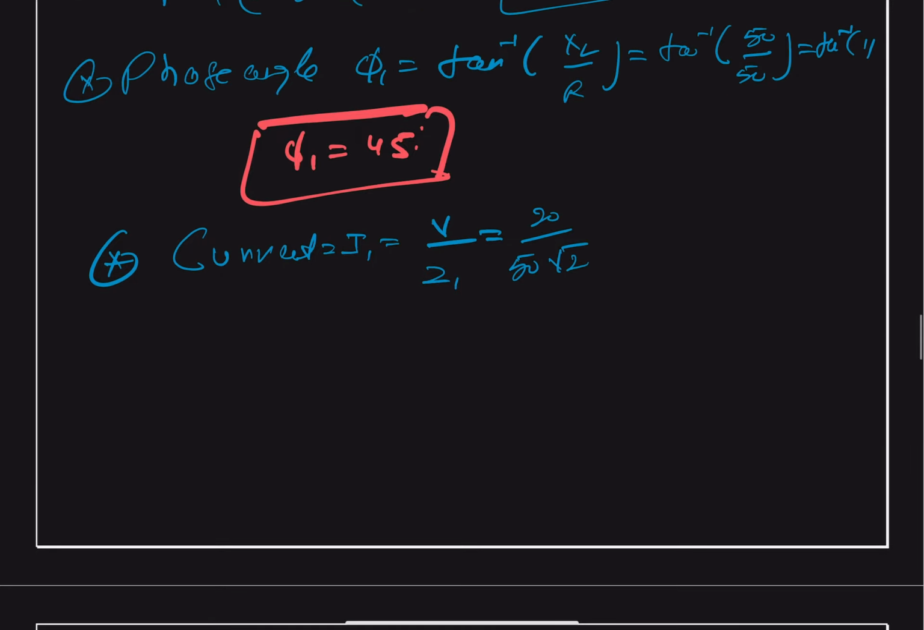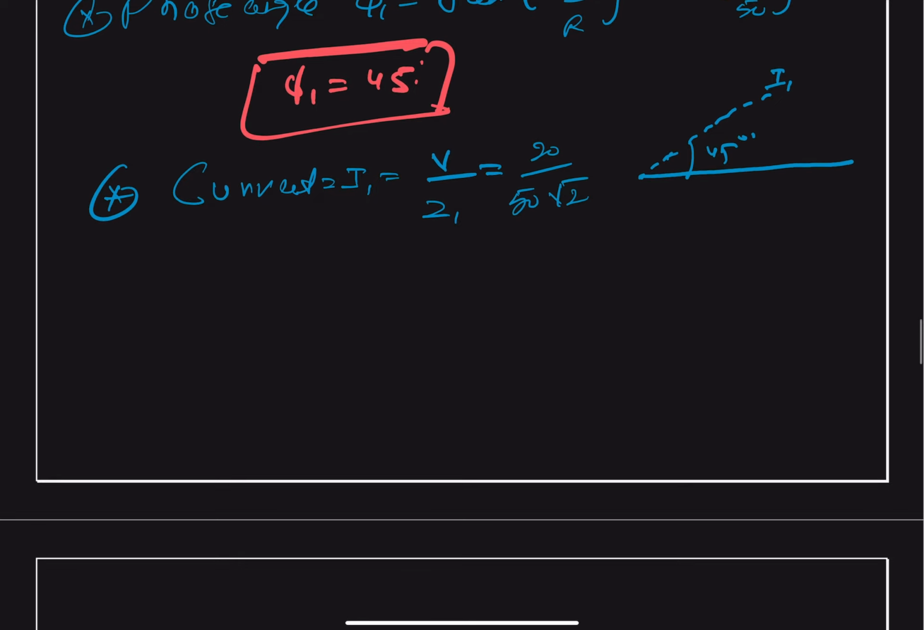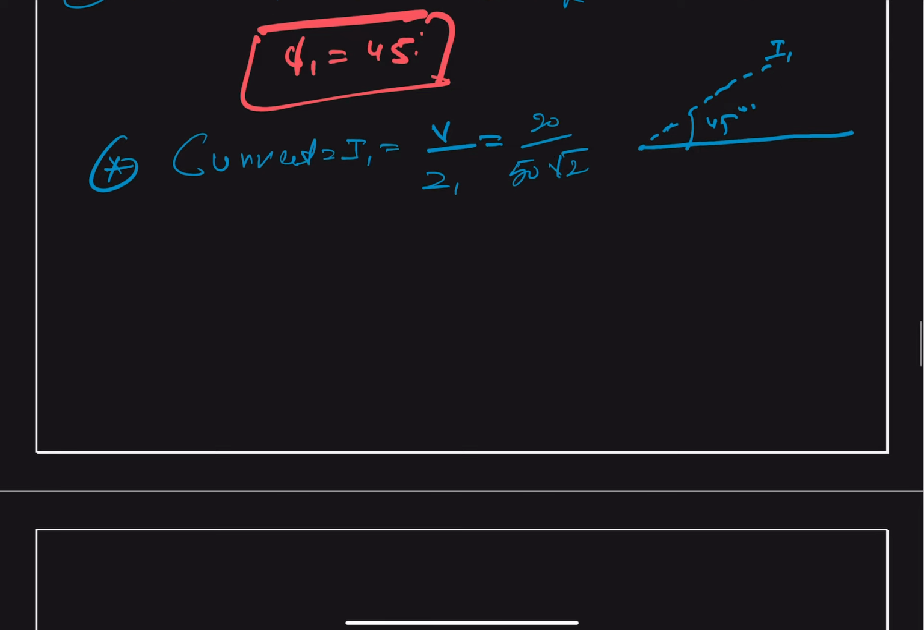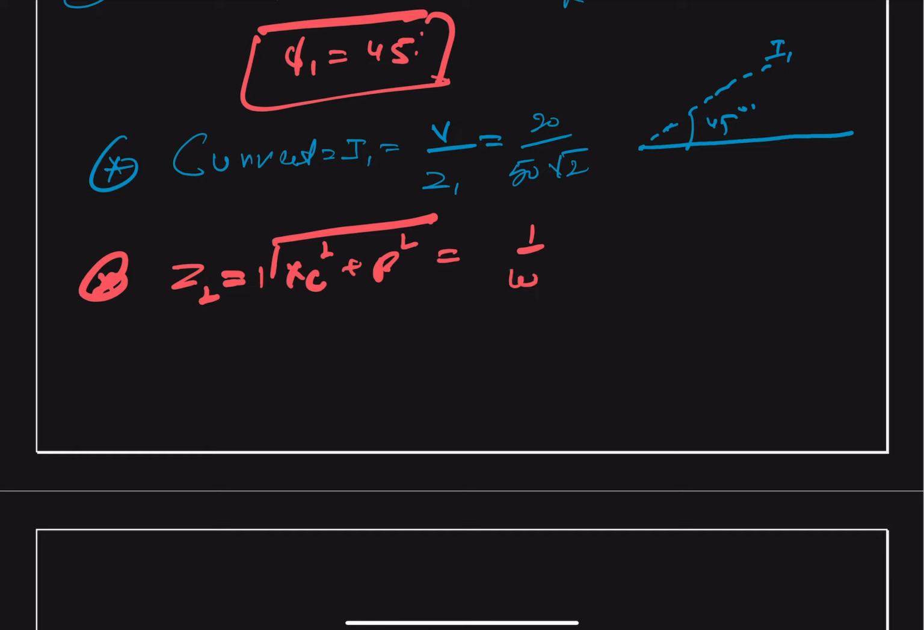So from here we can draw its phasor. So this will be our I1 at an angle of 45 degree. Similarly, we are going to do for the other part, which is consisting of capacitor as well as resistance. So let us start with Z2. Z2 will be equal to the square root of XC square plus R2 square, where XC is 1 upon omega C.